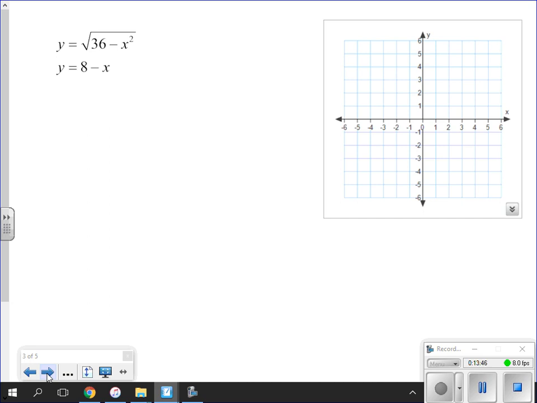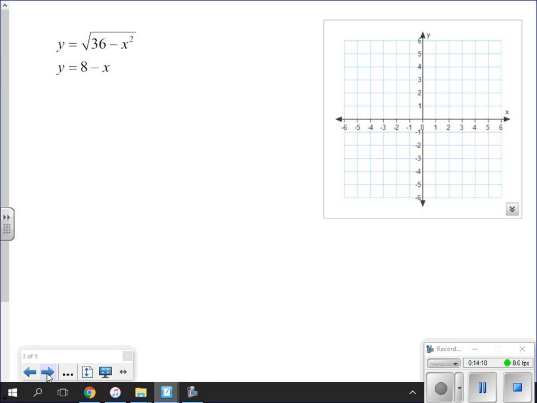Does anybody know what that looks like? Nope. Almost. No, she's closer. It's a semicircle. It's a semicircle. 36 is my r squared.